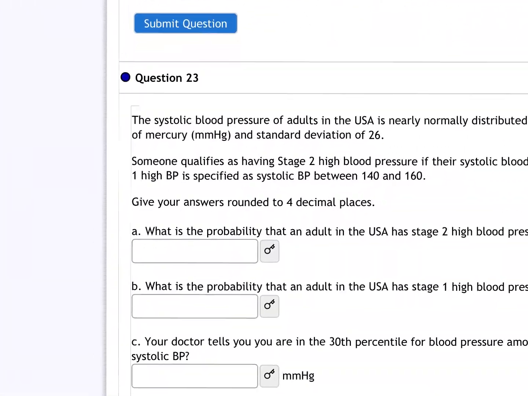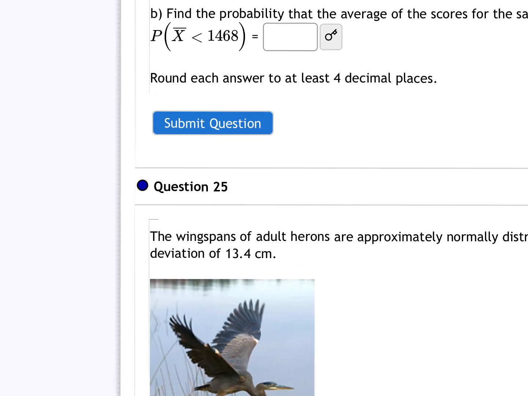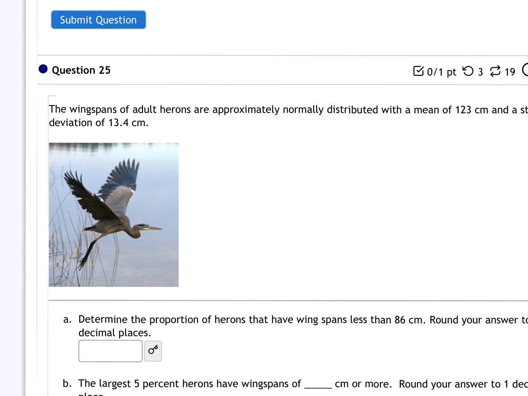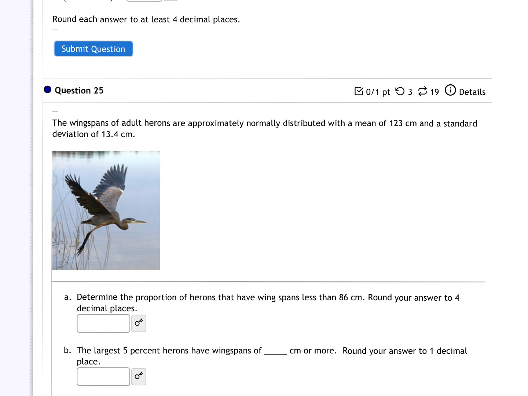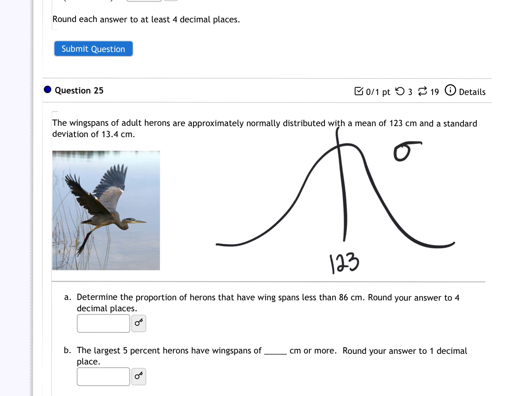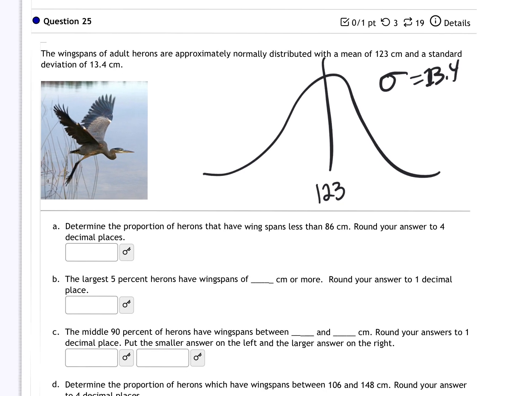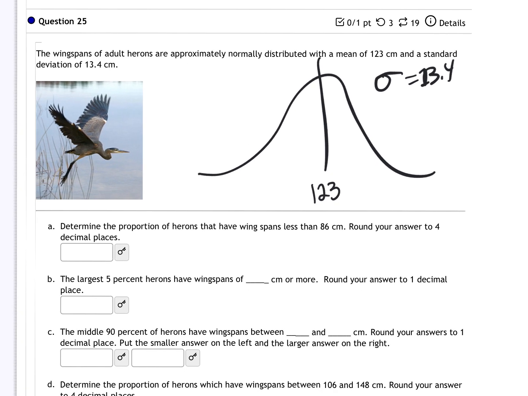So we're on number 25. All right, so it says the wingspans of adult herons are approximately normally distributed with a mean of 123 and a standard deviation of 13.4. So we have a mean of 123, standard deviation of 13.4. All right, it says determine the proportion of herons that have wingspans less than 86.